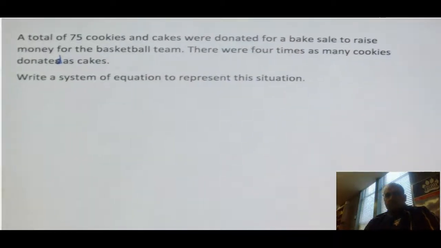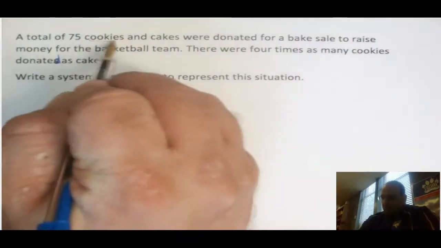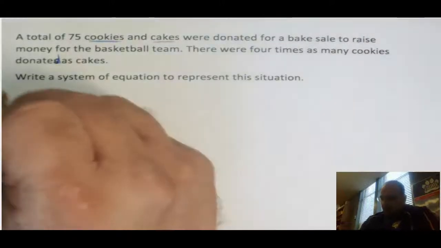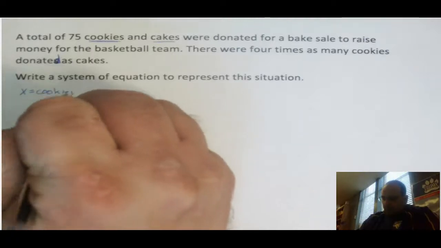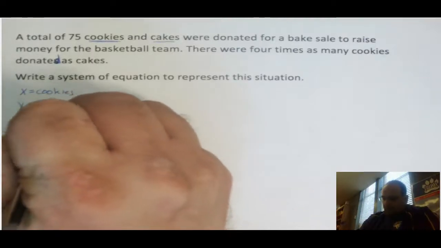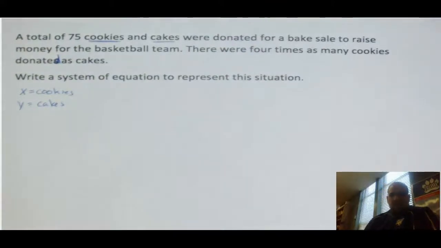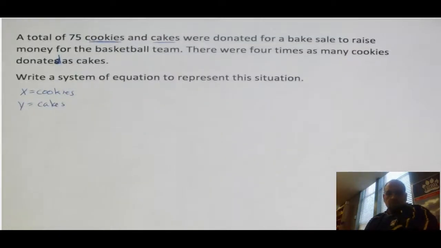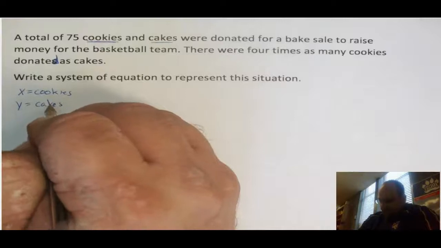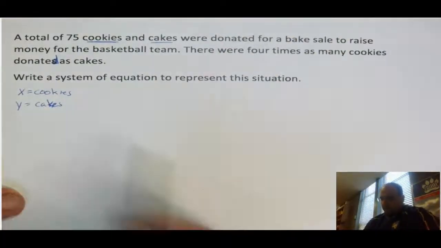So the very first thing I'm going to do is assign variables. My 2 things that I'm talking about in this problem are cookies and cakes. So I'm going to assign X to cookies and Y to cakes. Okay, so I've assigned these variables, X for cookies and Y for cakes. Now I'm going to write those systems of equations.